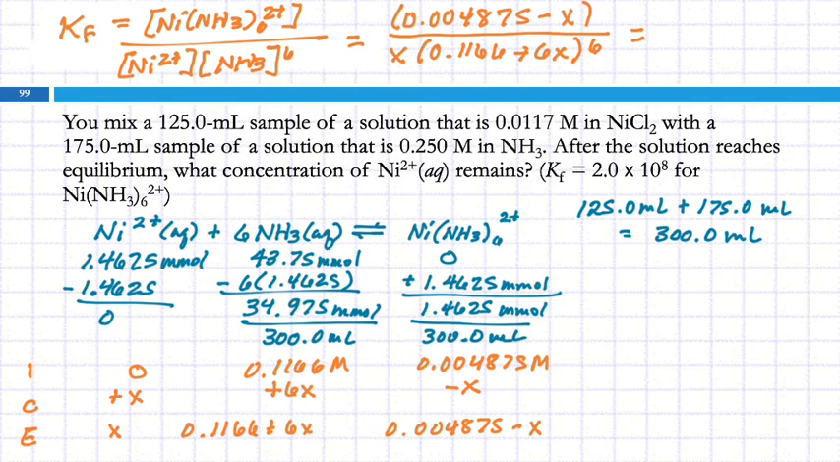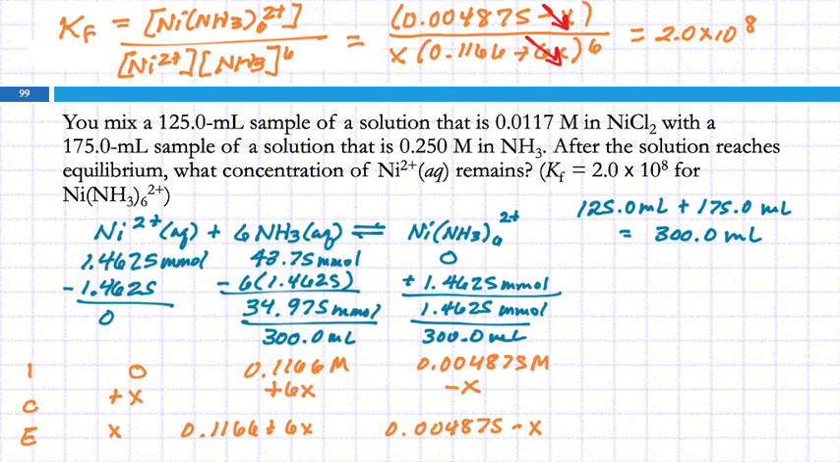Well, that looks like a mess, doesn't it? What could we try to simplify that a little bit? X is small. So we'll see what happens if we do x is small. And KF was 2.0 times 10 to the 8.